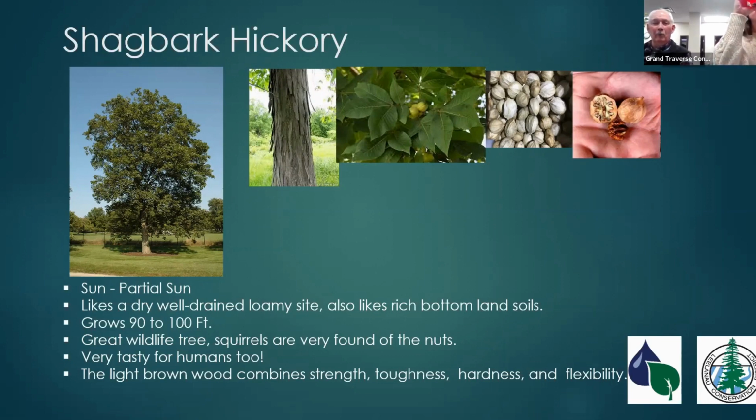The first ones we got were 2-0s, which means that there were 2 years in the nursery bed and 1 year out. And since then we've moved to 1-0s. I'm saying it wrong, 2-0s, 1-0s, and we're having more success with them. The ones that we planted last year are surviving. The big percentage of them survived. First year, not very many of them because the trees were too big and we were cutting off most of the root. It likes to have a dry site, and it also likes rich bottom soils, up to 90 to 100 feet. Great for wildlife.